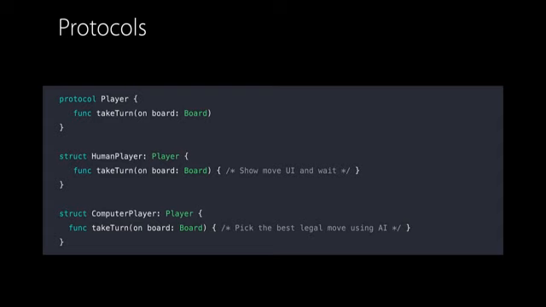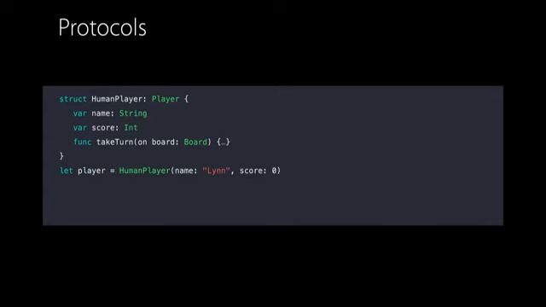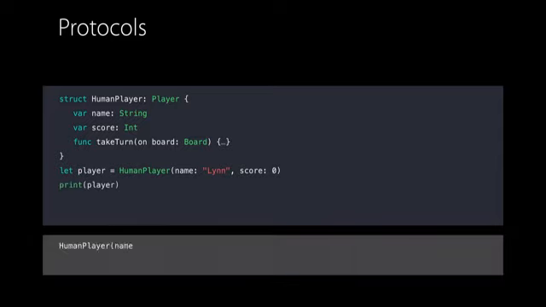And let's take a closer look at HumanPlayer. It has a few other properties, like a name and a score. And if you make an instance of player, you can print it out. You get a default description here because the standard library has a conversion from any type to a string. But what if you wanted to customize the conversion to print a nicer description?